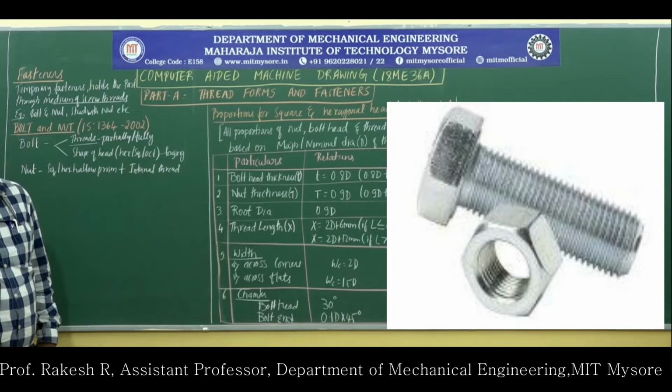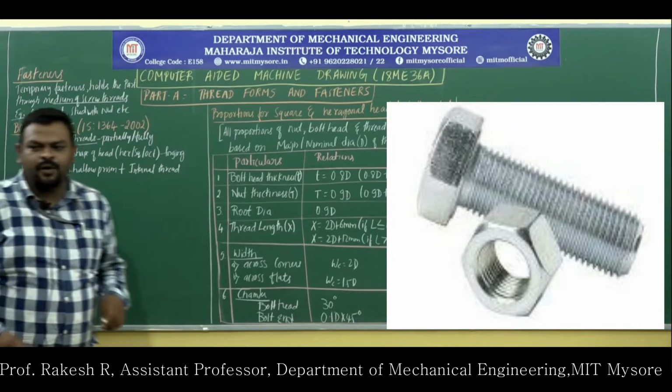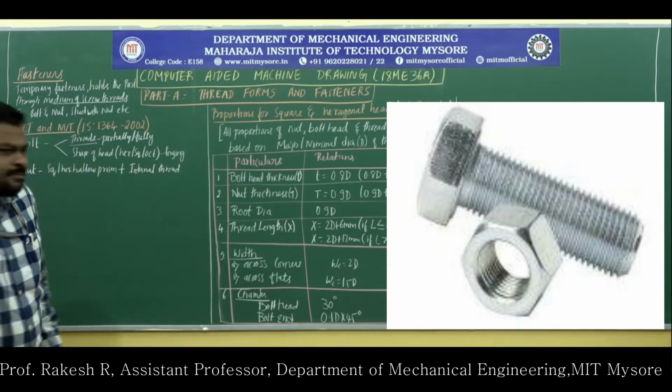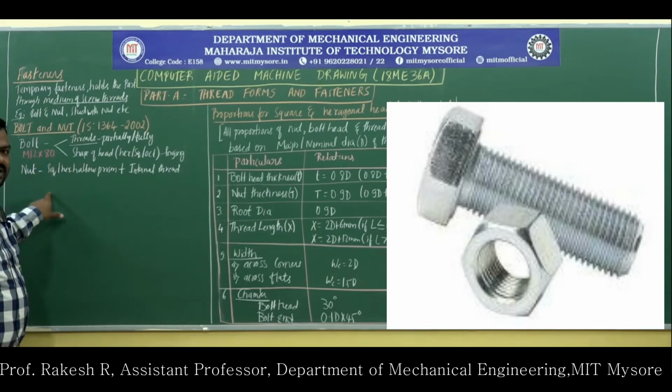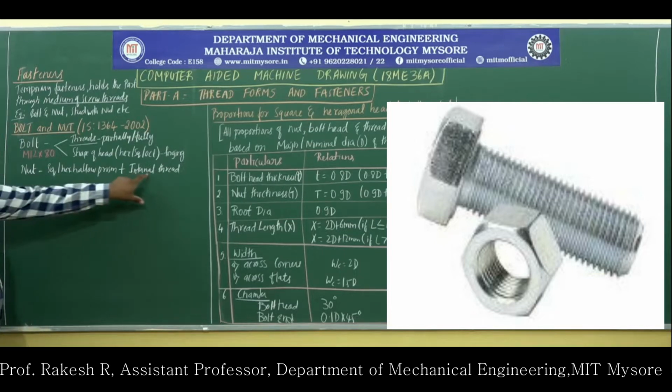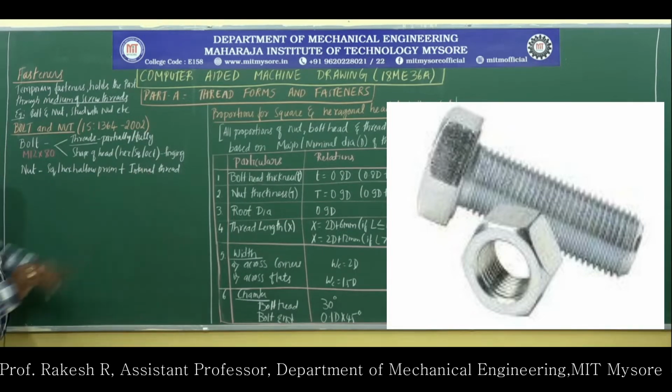It is a nut. The specification of a bolt, as you have seen, is M12 x 80. So we specify the thread as well as the length. Whereas the specification of a nut is only the type of internal thread which is used. So directly we give M12. That is the specification of a nut.